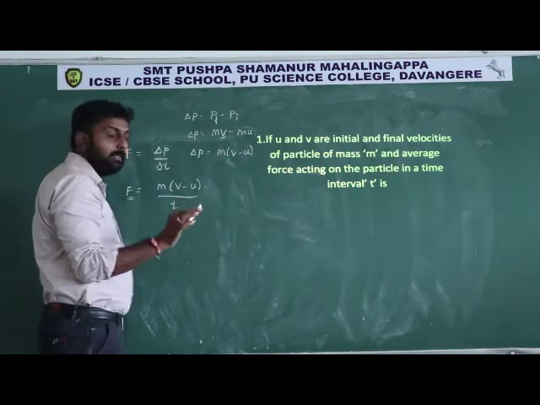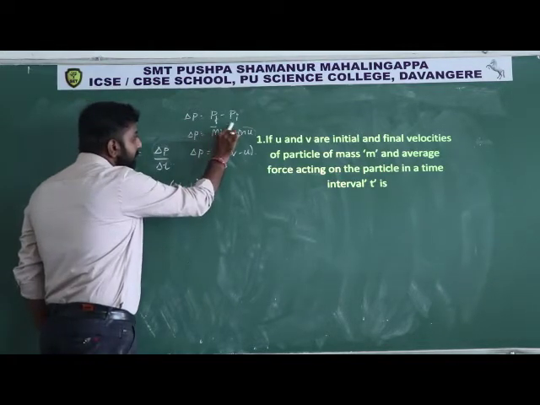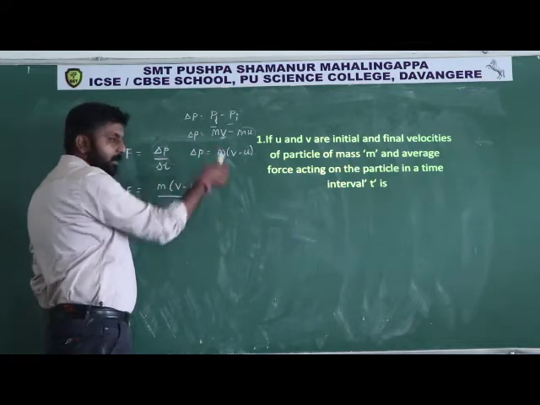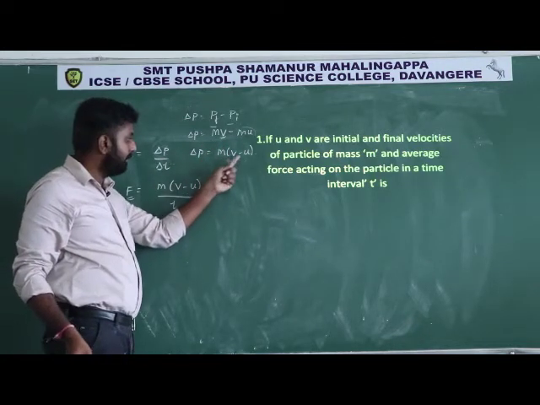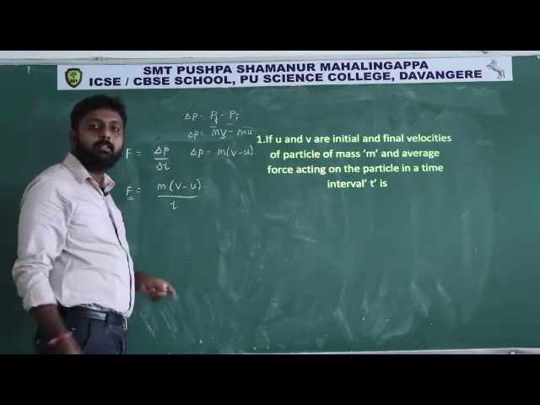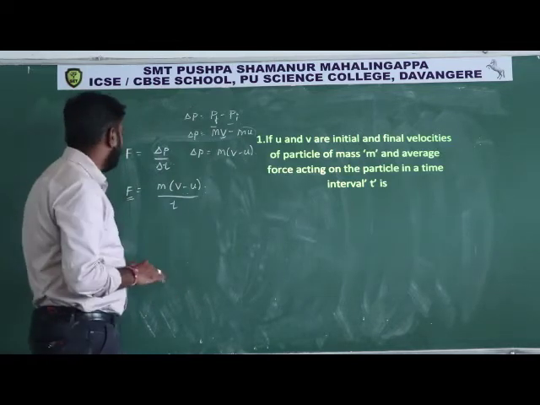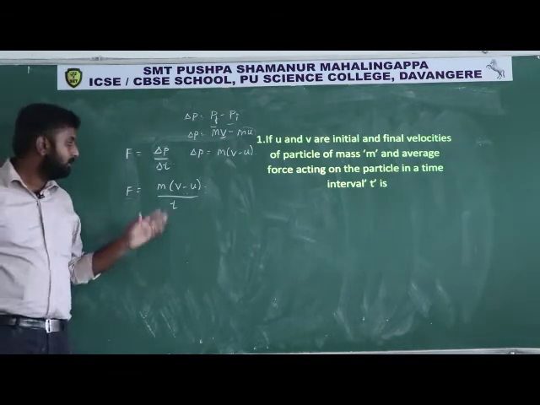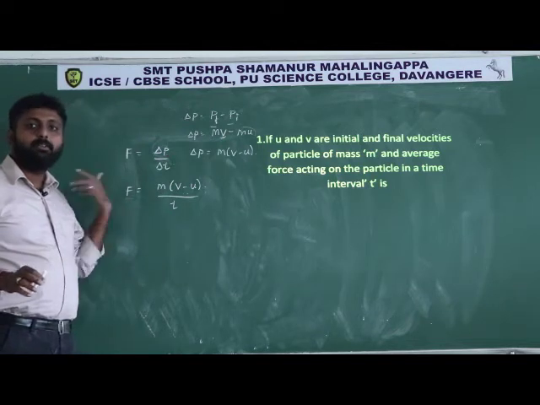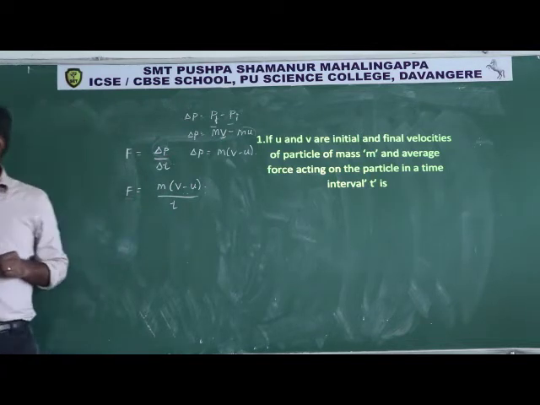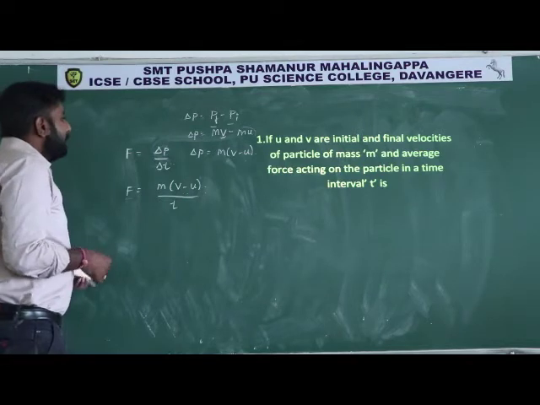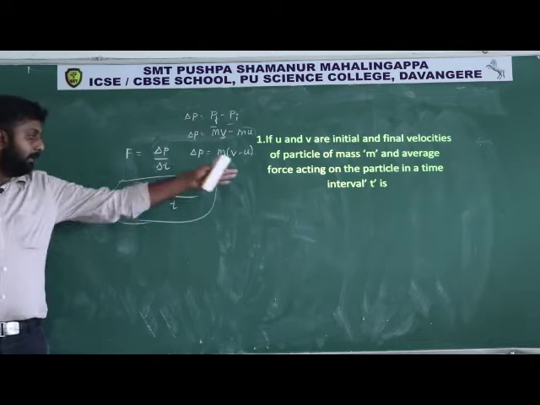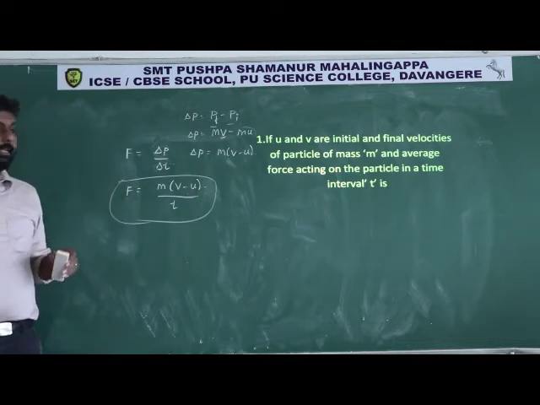So change in momentum means, remember, final momentum minus initial momentum. Thus we got, as m is constant I took it out, v minus u, final velocity minus initial velocity, that is called the change in velocity. And remember, the changes will occur in the direction of applied force. Then this formula is important: in time interval t, this is the force acting on a particle.